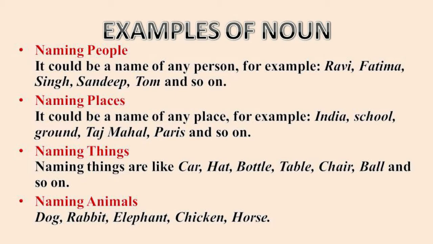Coming to the next, naming things, like car, hat, bottle, table, chair, ball, bat. Whatever things you come across. The pen you are holding in your hand is also a thing. The mobile you are holding in your hand is also a thing. All those things are also called nouns. And naming animals, like dog, rabbit, elephant, chicken, horse. Are you able to see the screen? All these are the best examples for the noun. So a noun is a word which denotes the name of a person, place, thing, or animal.